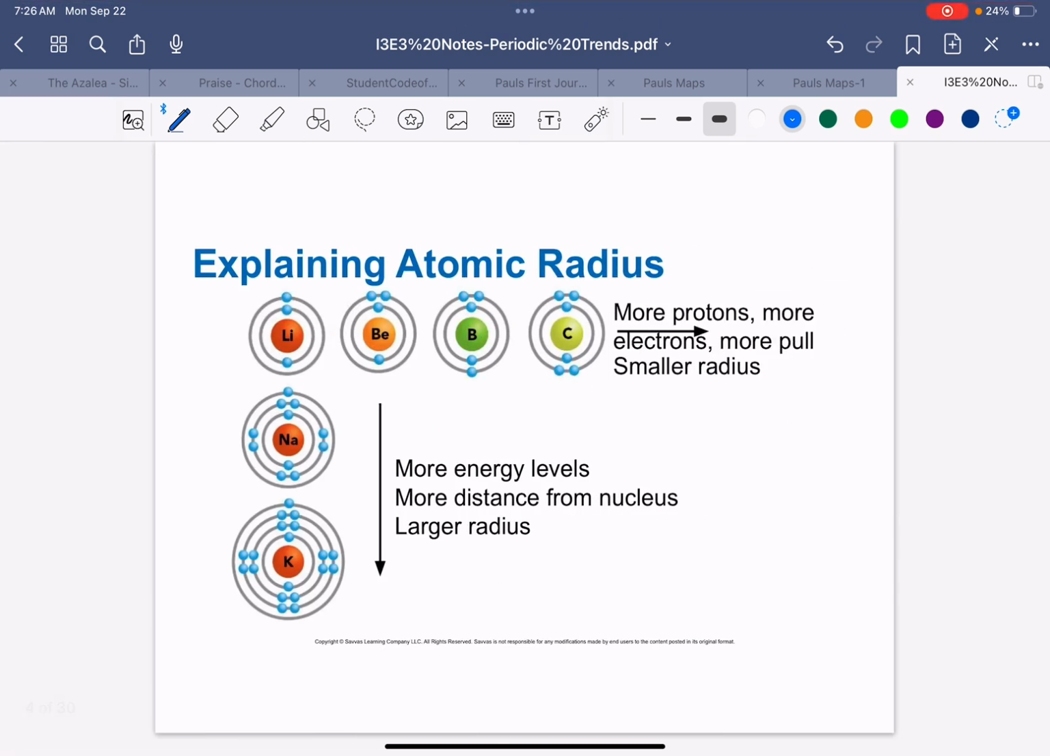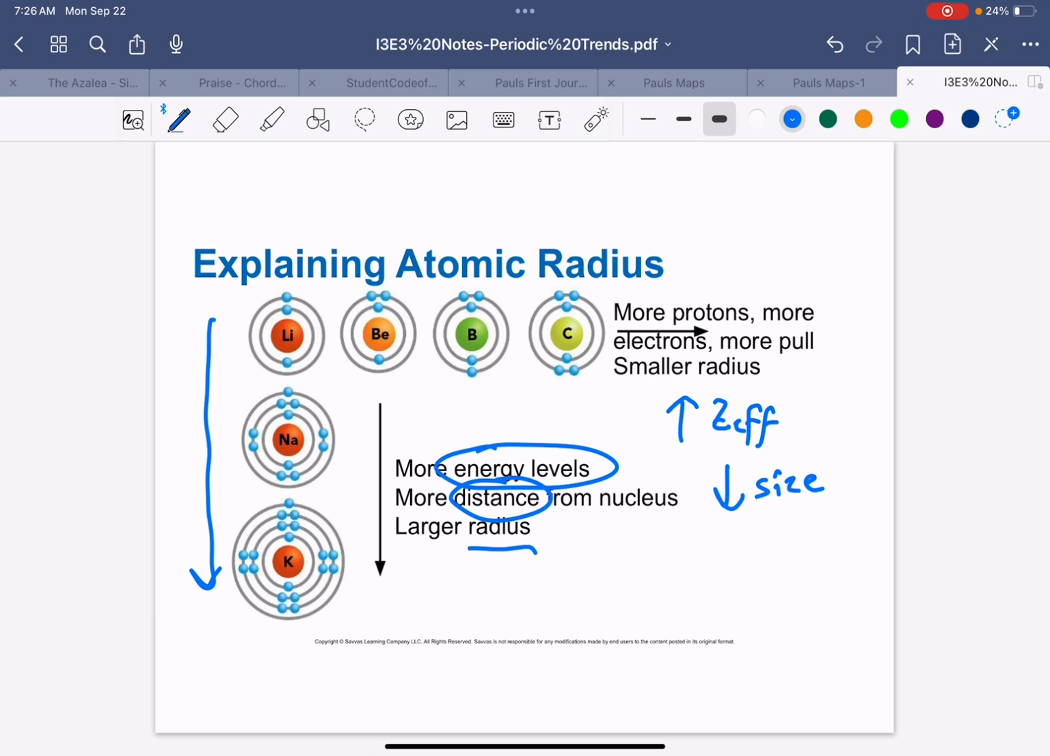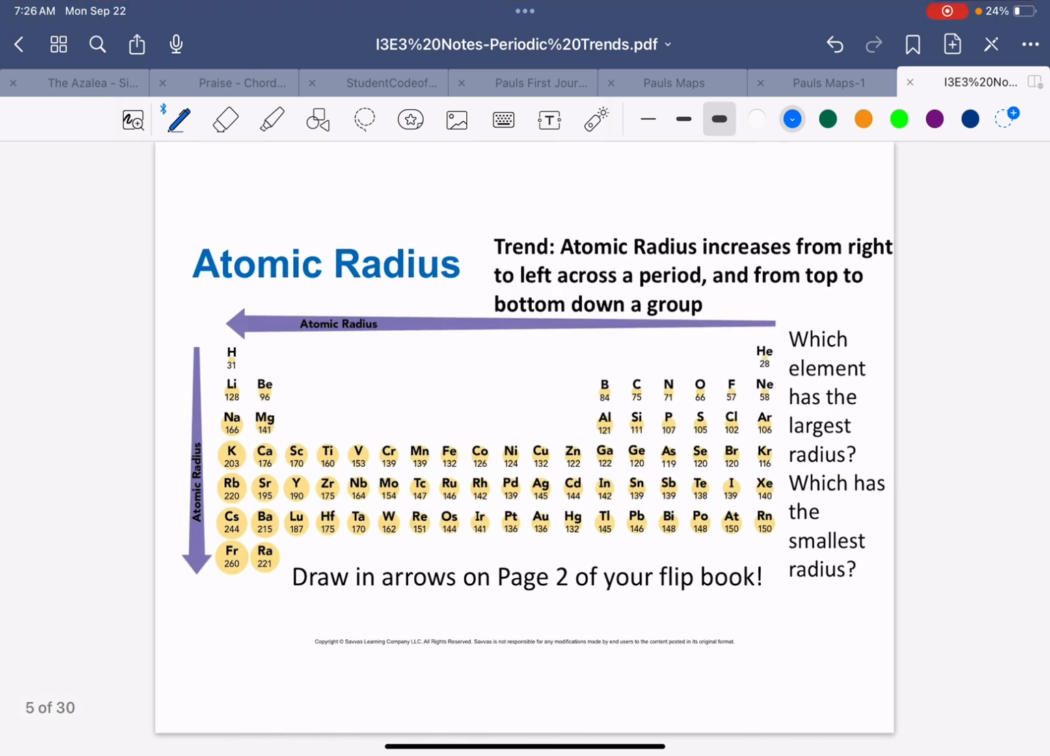So if we're looking at the periodic table, we already mentioned it, but as we go down the periodic table, the size increases because of energy levels. More energy levels, more distance, larger radius. As we go left to right, again, we're increasing the Zeff, so we decrease the size because the pull on the electrons is greater. So let's go to page 2 of your flip book.